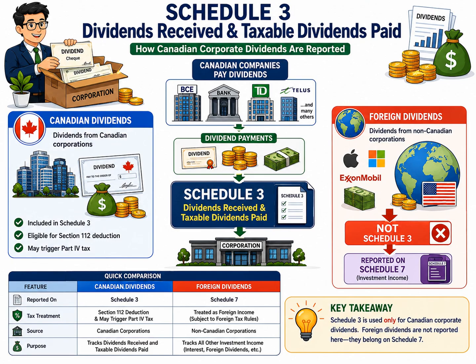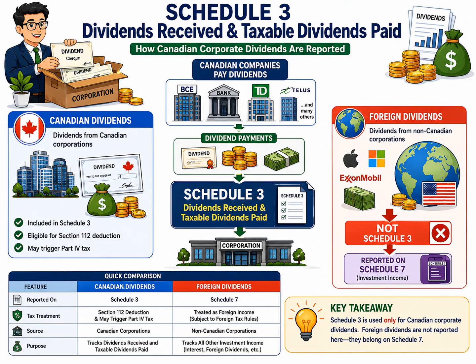Let's begin with dividends received. When a corporation owns shares in another Canadian corporation, it may receive dividend payments on those shares. These Canadian dividends are reported on Schedule 3. One major benefit of Canadian corporate dividends is the Section 112 deduction. In many situations, this deduction allows the receiving corporation to deduct the dividend from its taxable income. This helps prevent the same corporate profits from being taxed multiple times as they move from one corporation to another.